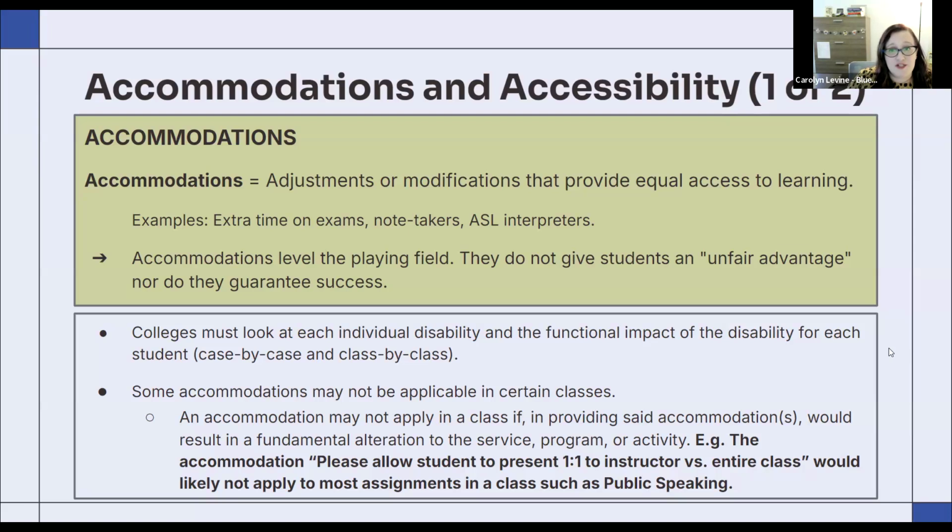It can be confusing, and I don't know exactly how every class is set up. So when you get accommodation letters from me, I'm sending you everything that the student has been approved for. And it's really up to you to decide if it's appropriate for your class or not. But again, before you ever tell a student no, please talk to me first.